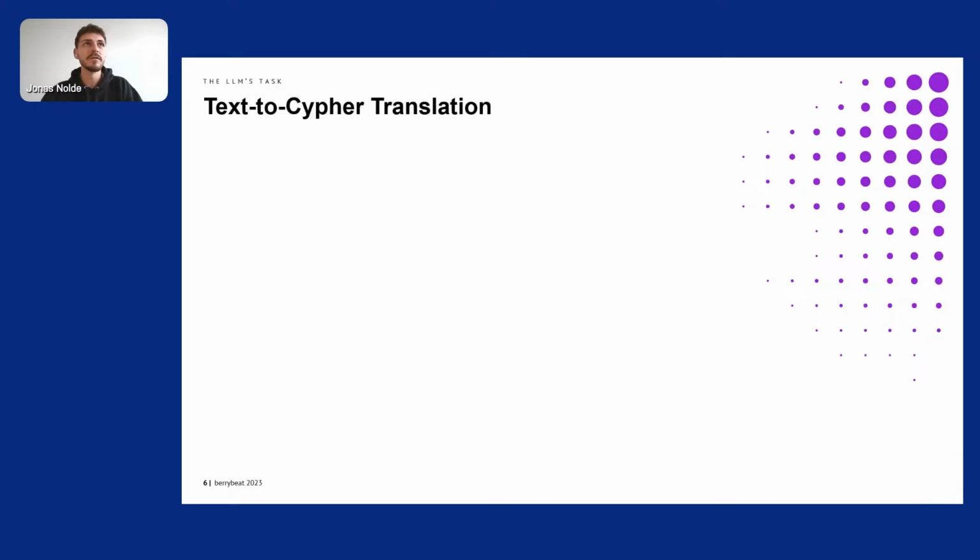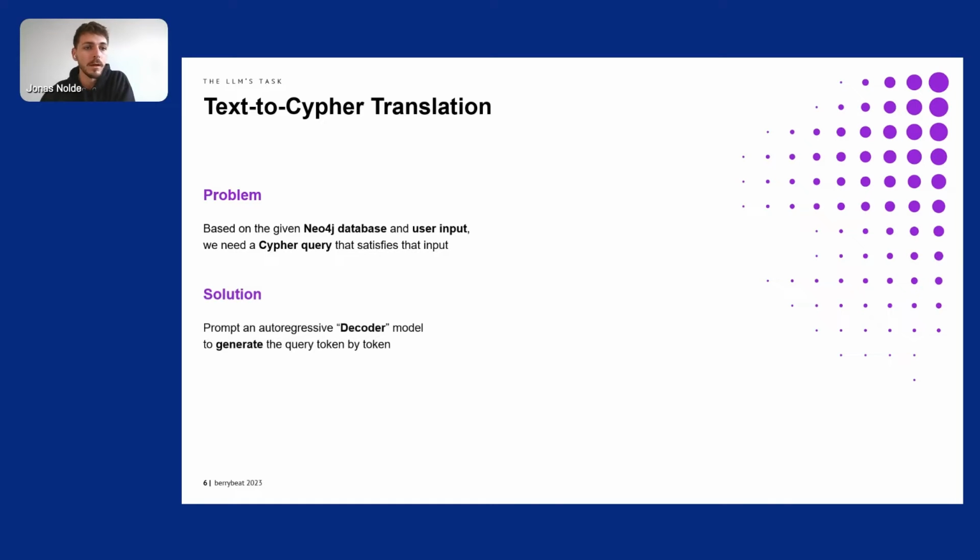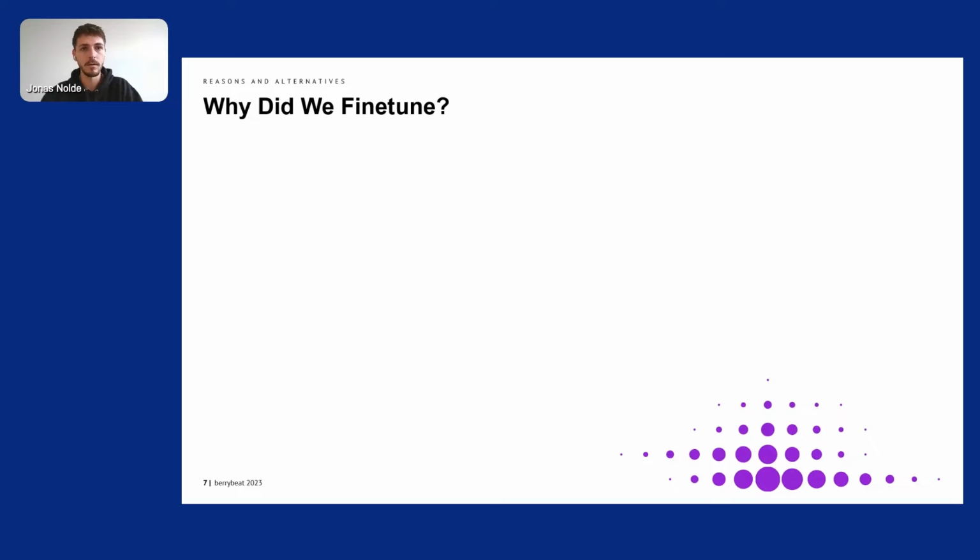Okay, so the Graph Explorer I showed you probably reminds some of you of the Neo4j browser, but there's an important extra step that translates the natural language into a Cypher query. So the problem we solved is that based on the given Neo4j database and the user input, we need a Cypher query that satisfies that input. And our solution to this was to prompt an auto-regressive decoder model to generate the query token by token.